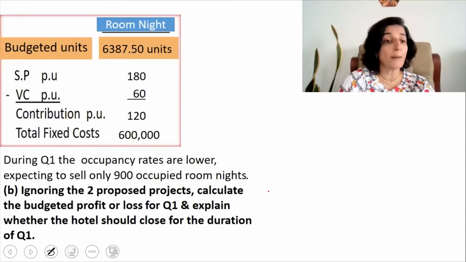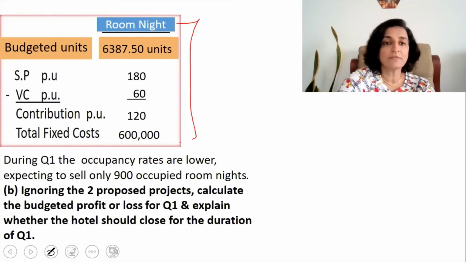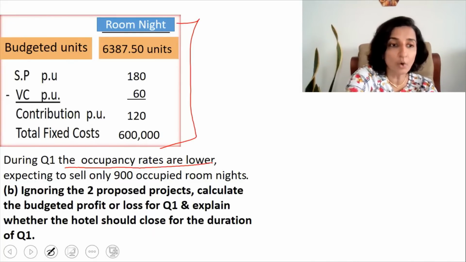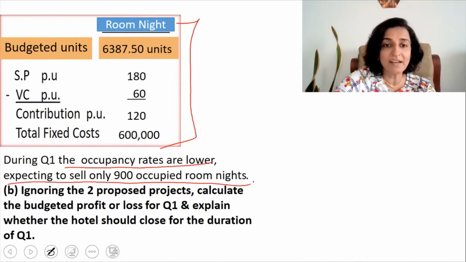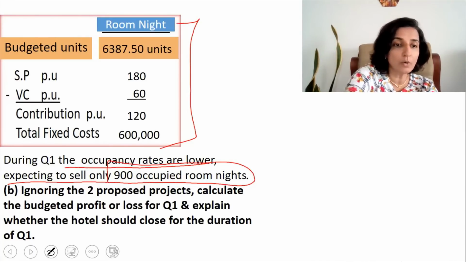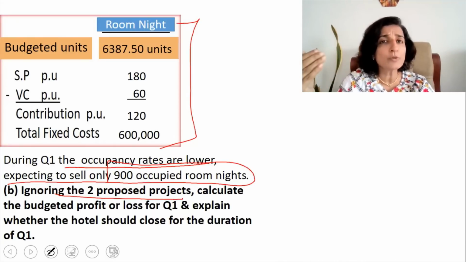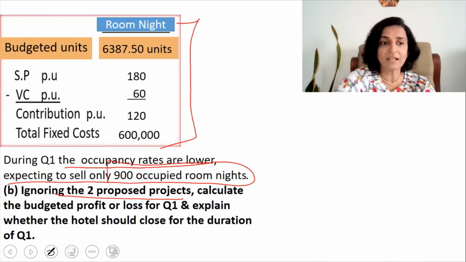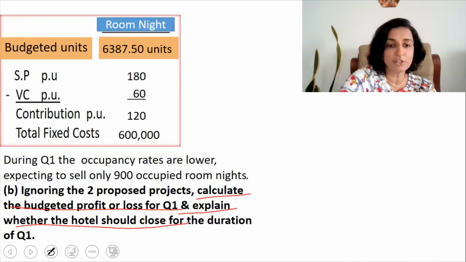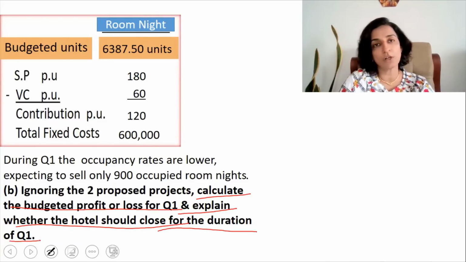Now moving on to part B. This is the format that we had just prepared. Now let's see the question extracts. During Q1, they had said that the occupancy rates are lower, expecting to sell only 900 occupied room nights. Now, the second part asks you, ignoring the two proposed projects. What were the two proposed projects? In the question, they had mentioned the theater package and the restaurant. So for the time being, we are supposed to ignore those two projects. Calculate the budgeted profit or loss for Q1 and explain whether the hotel should close for the duration of Q1.